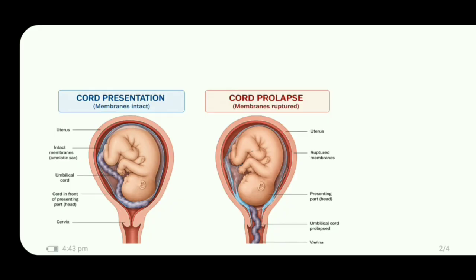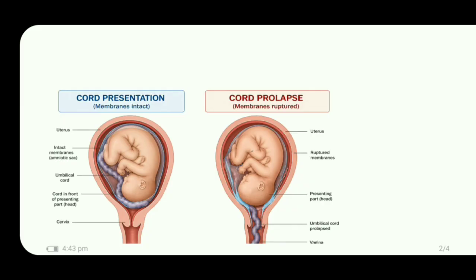But in cord prolapse, the membrane has already ruptured and the cord is in the birth canal, either in the cervix, in the vagina, or protruding through the vulva, right? So cord prolapse is a medical emergency.